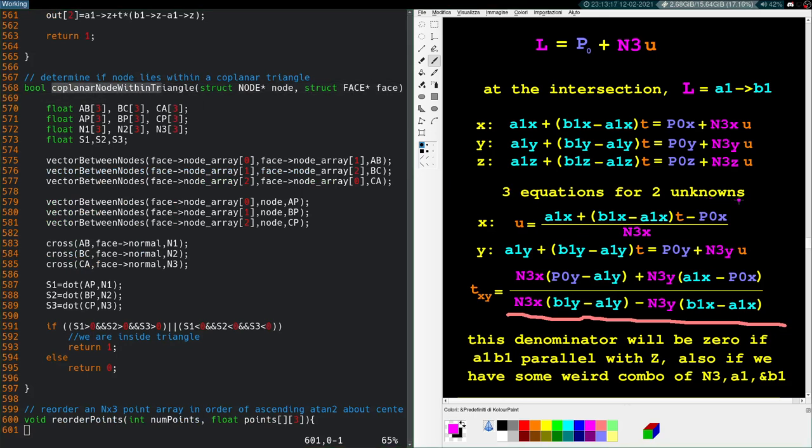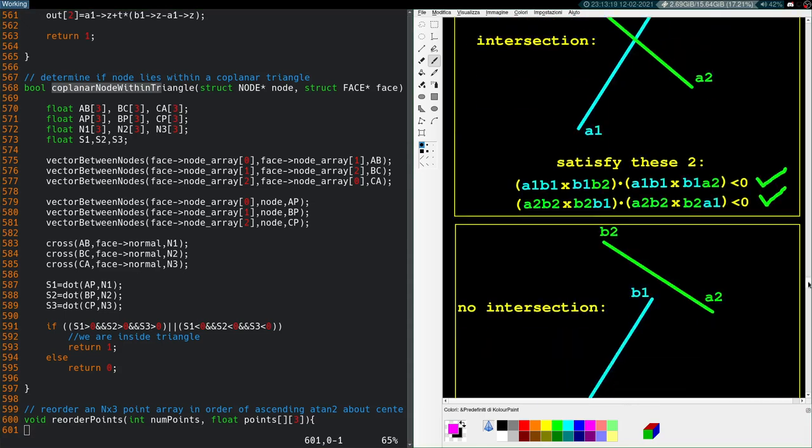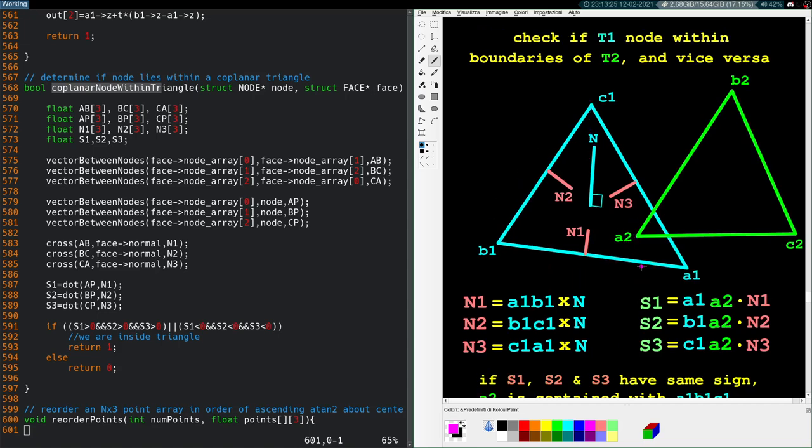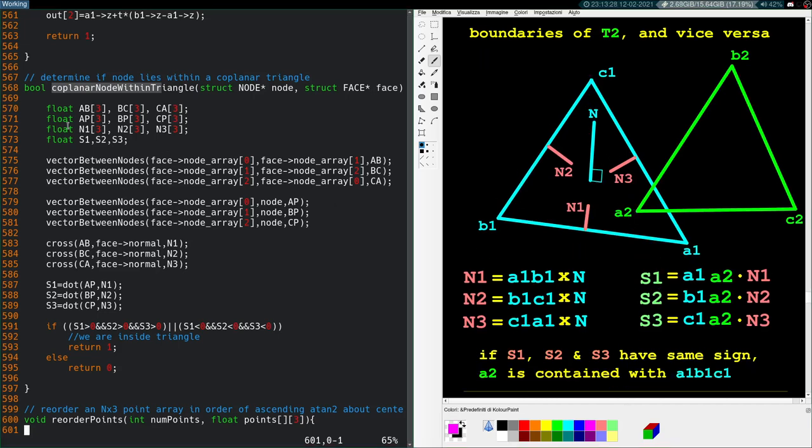Now, next is a function called coplanar node within triangle. This evaluates our tried and true method of determining if a triangle node is in another triangle in this way. We've done it 1,000 times before. I'm not going to go over it again.